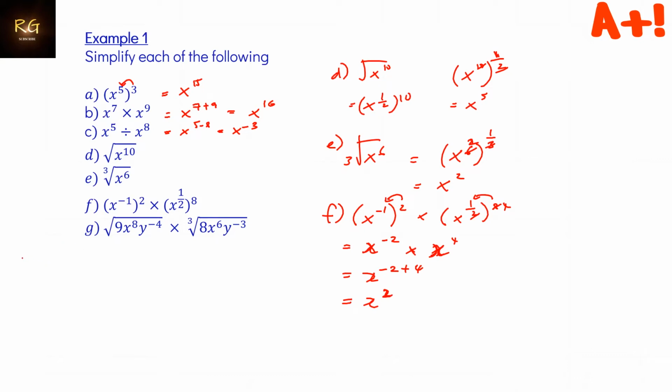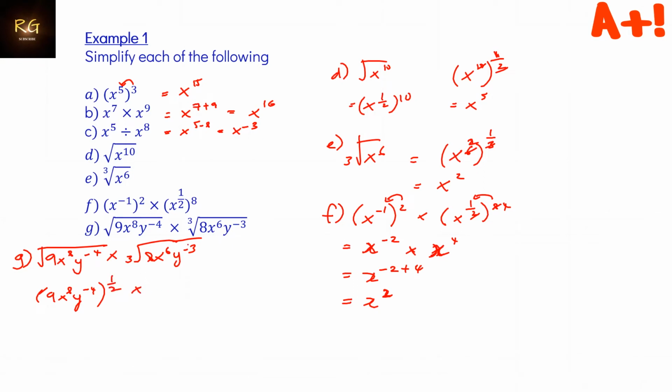Let's try for g. g might be a little bit lengthy, so let me rewrite again: square root of 9x to the power of 8 y to the power of negative 4, times cube root of 8x to the power of 6 y to the power of negative 3. First, let's change the square root and cube root to be in the form of indices, the form of exponent or power. For the square root, we can just put a bracket for everything inside the square root first: 9x to the power of 8, y to the power of negative 4, close bracket. Since it's a square root, it will become to the power of 1 over 2, correct? So just write it like this.